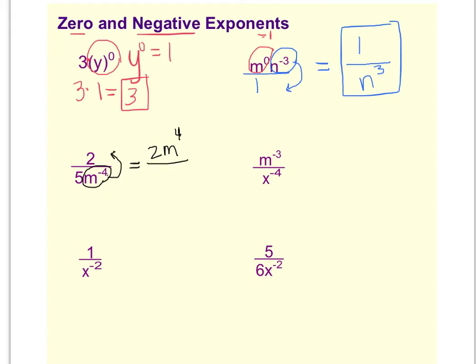Over, and then what do we have left in the denominator? Well, our m to the negative 4 moved, so all we have left is that 5. The 5 did not go anywhere. So we have 2m to the 4th over 5.